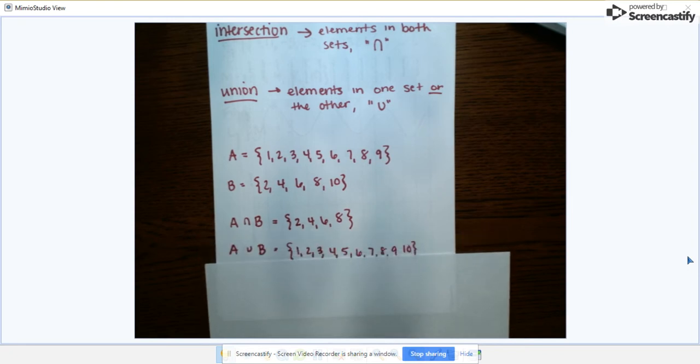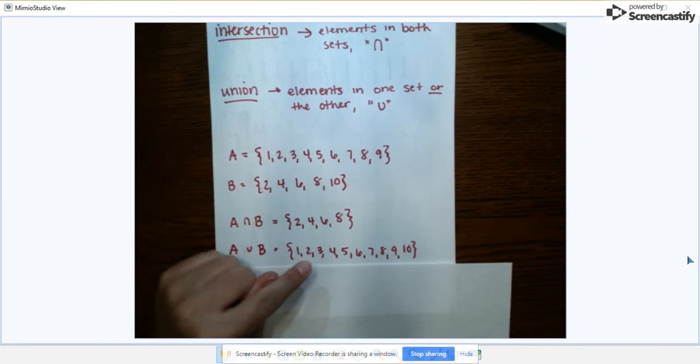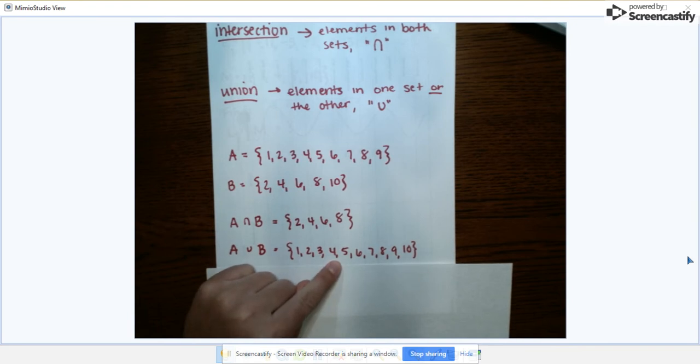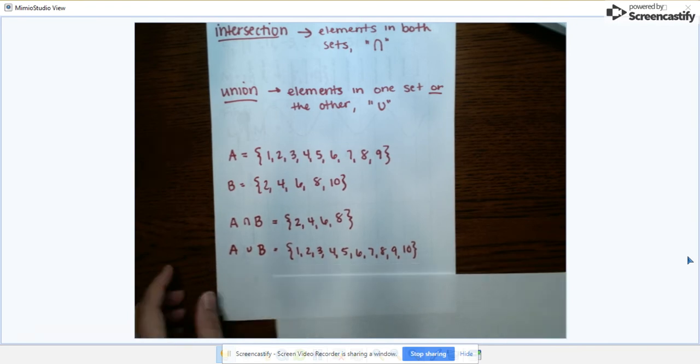Next, we can look at A union B, which means an element in either one of the sets. It does not have to be in both. So for your union, you just list off all of the elements. But notice here we don't repeat 2 twice. Or 4, we only rewrite that once in the union.